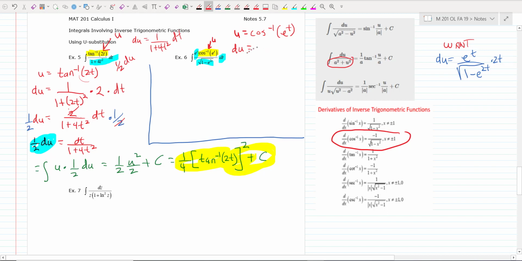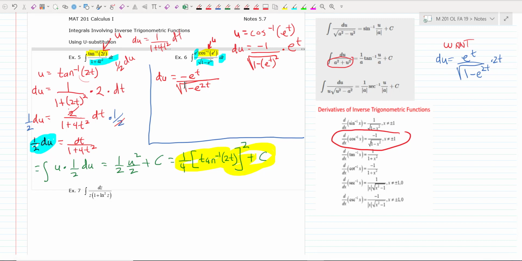Again, follow this formula. It's going to be -1 over the square root of 1 minus the function squared, not x squared, the function squared, times the derivative of e to the t, which is e to the t. That's a chain rule. So look, we're pretty close on this. We have du equals -e to the t over the square root of 1 minus e to the 2t. So we're only off by a constant here, aren't we?